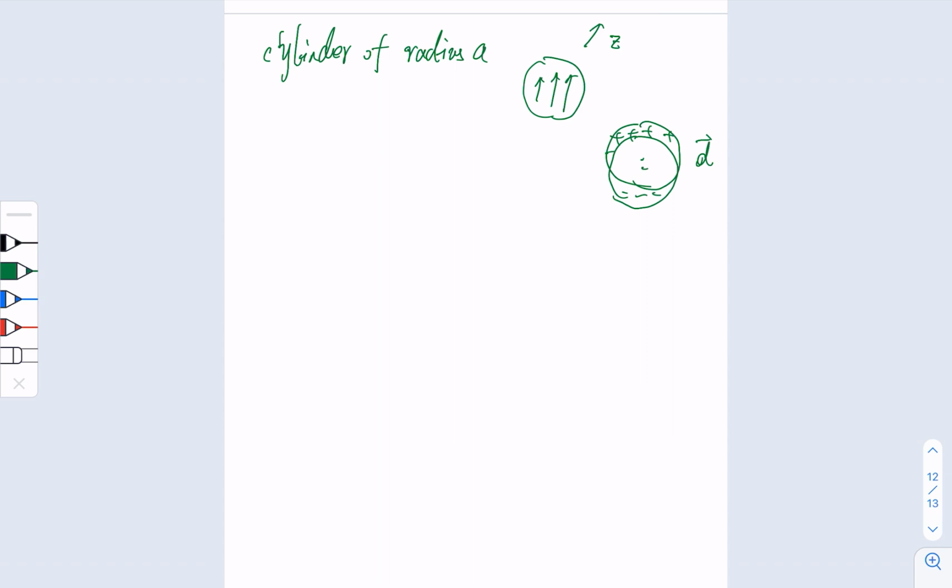And in this case, you can use the Gauss law to calculate the E field. There will be an E field generated by this plus cylinder, and an E field generated by the minus cylinder. And for the E field generated by the plus cylinder, we can use the Gauss law.